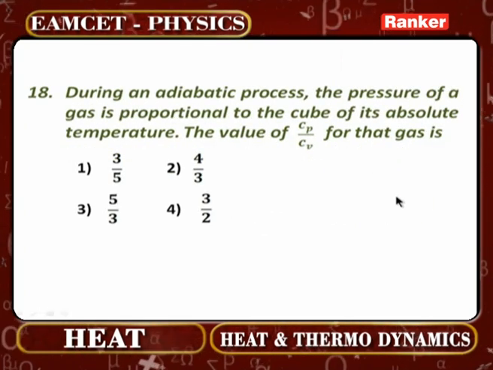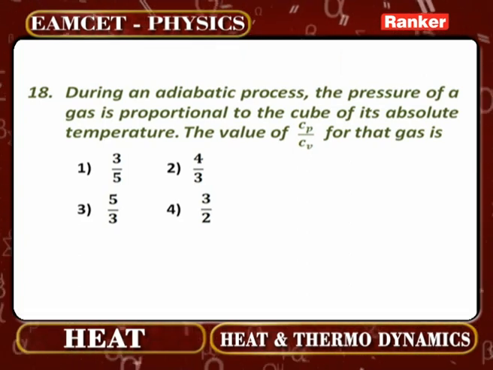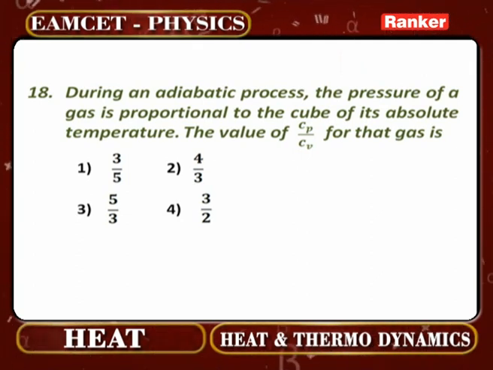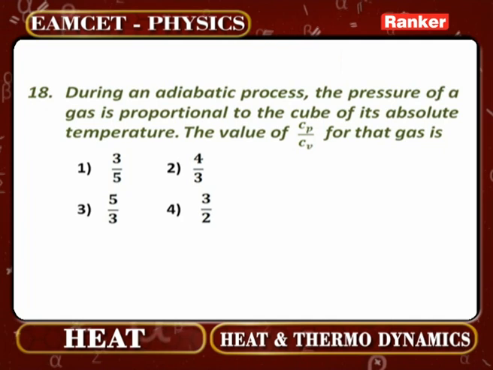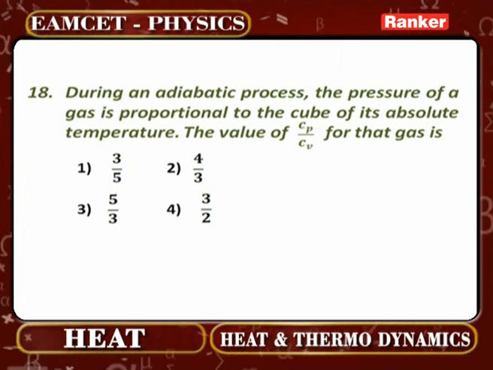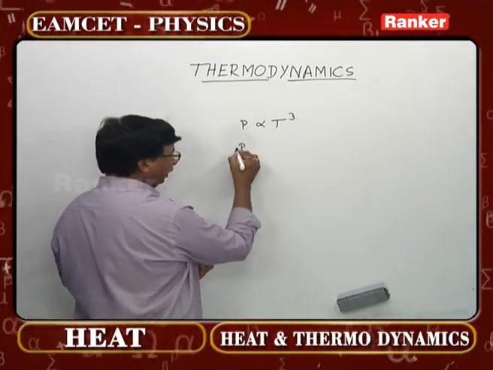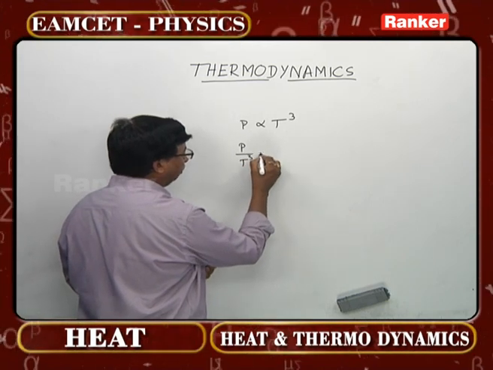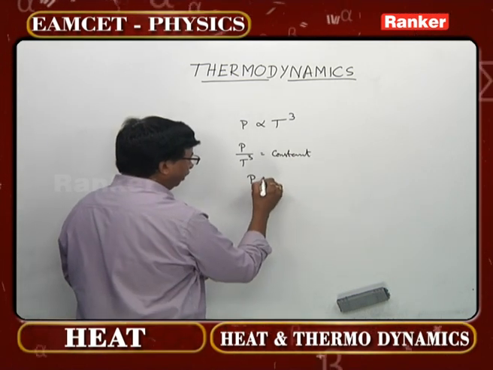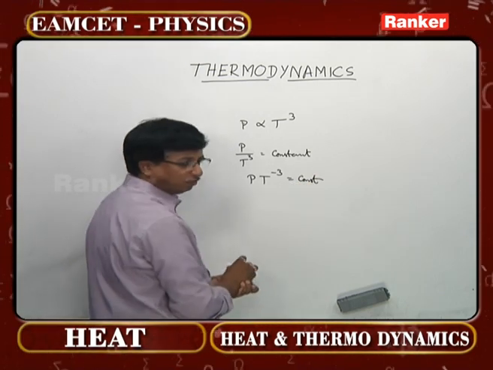Look at the next number, that is 18. During an adiabatic process, the pressure of a gas is proportional to the cube of its absolute temperature. The value of Cp by Cv for that gas is how much? One thing one should understand here, pressure is proportional to cube of the absolute temperature. In other words, I can write P by T cube as constant. In other words, I can even write P into T power minus 3 is constant. That is the case officially.